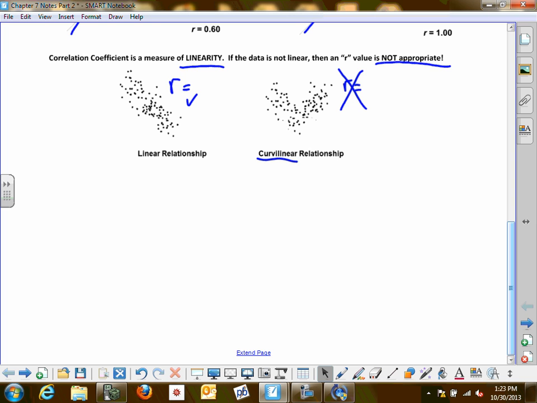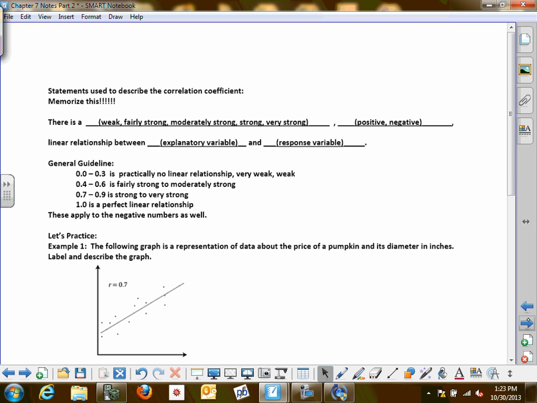Okay, now, when you describe the correlation, when you're using that to describe the relationship, there's a phrase that I can guide you through that is helpful. You can memorize it, but this makes sure that you include all the things that you need to include. So here are the things that you need to include. You would say that there is a, and then you would name the strength. You would say words such as weak, fairly strong, moderately strong, strong, very strong, okay, perfect, if it was one. So you would just tell the strength.